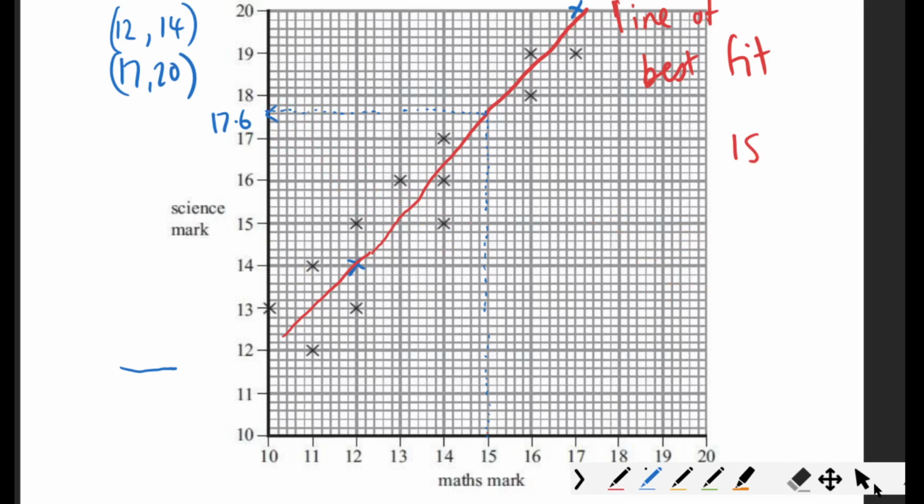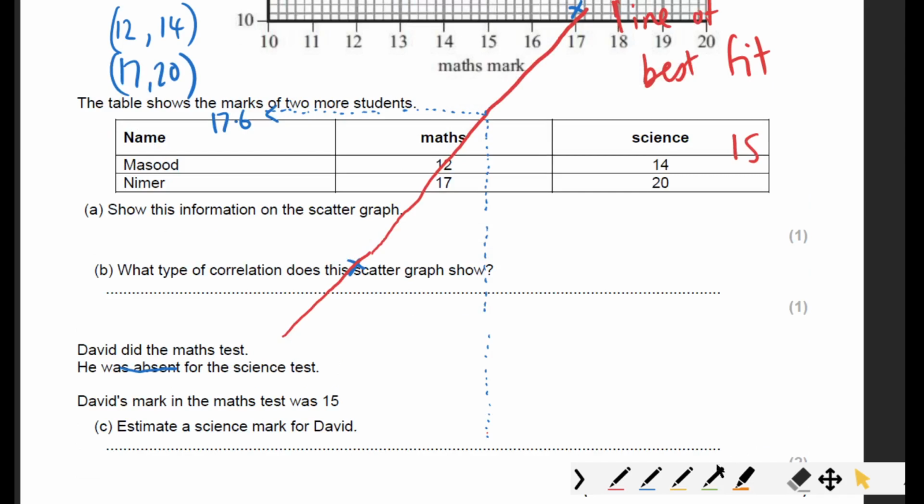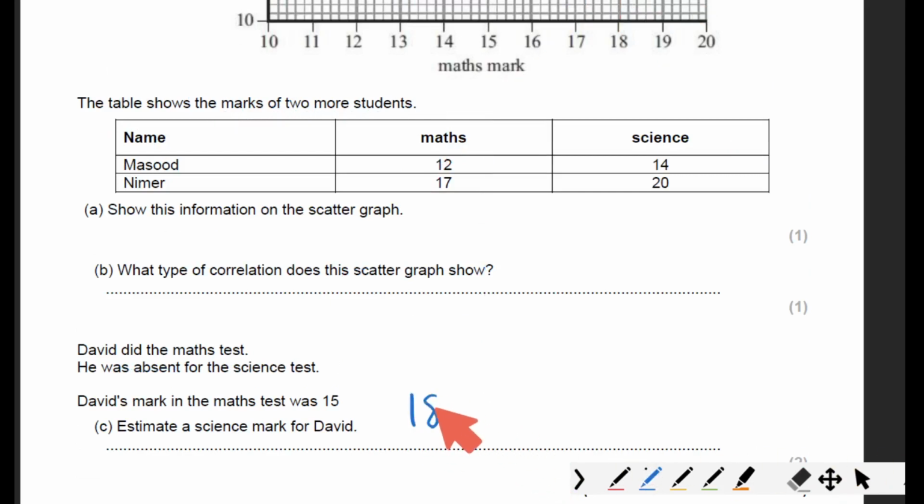To answer the question then, look at the context. It's a science mark. You're not going to get 17.6 marks, are you? If it was something else like the height of plants, then you could use the decimal number. But because it's a science mark, it's going to be a whole number. Let's just be sensible and round it up to 18. So the answer is 18. We're estimating it to be 18. Now there might be a slight difference in answers between different people, depending on how you drew the line of best fit.